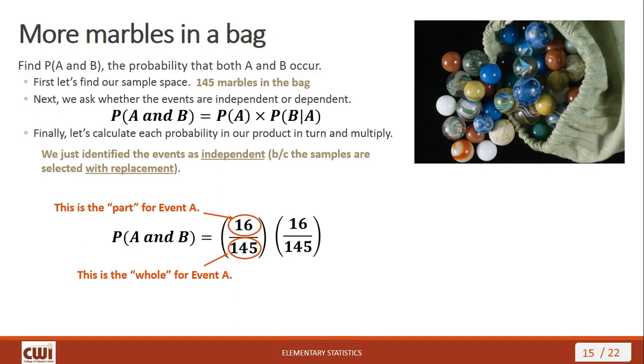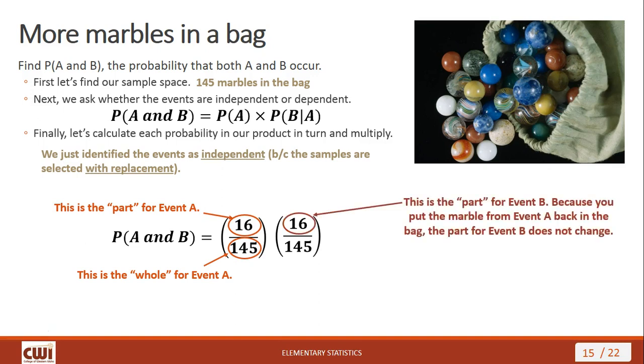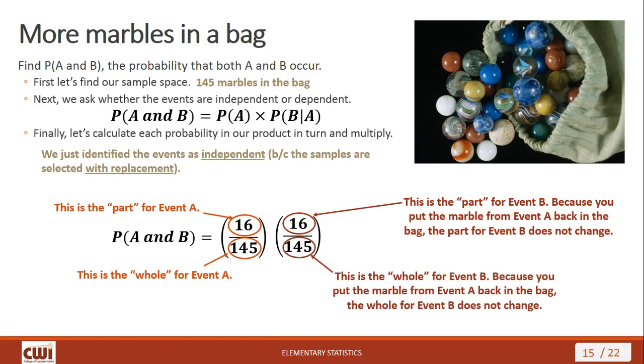Now our probability for B given A is going to be the same because we put the green marble back in the bag. When we go to take the second marble out for the second trial, we're looking at 16 green marbles in the bag, and there's 145 marbles total in the bag. So because we put the marble back in the bag, the part remains the same and the whole remains the same. So we have 16 over 145 multiplied by itself. Punch that out on your calculator and you get 0.0122. This then is the probability of selecting a green marble in 2 trials with replacement.